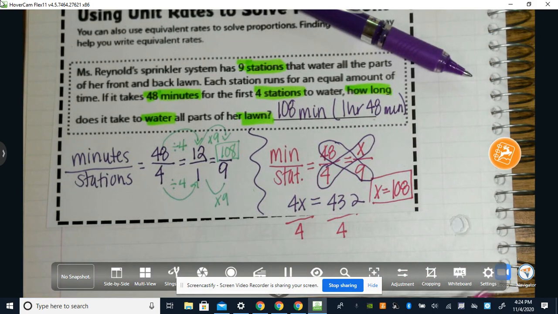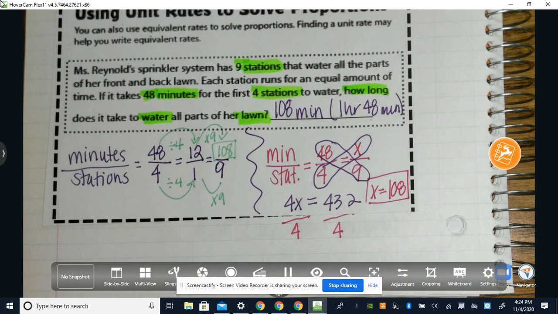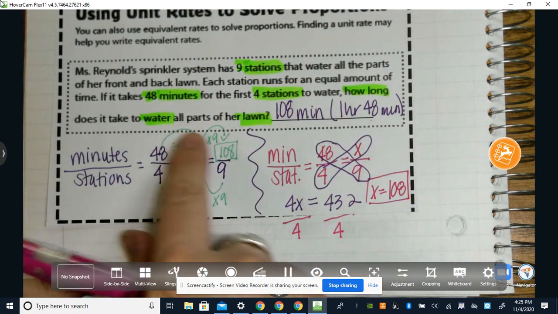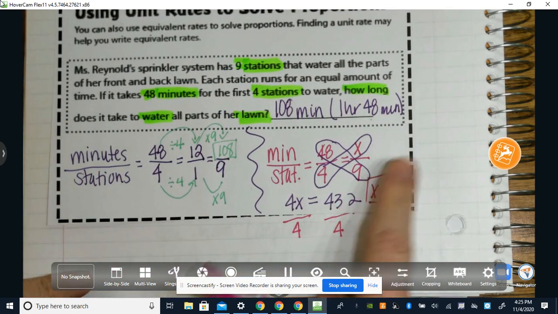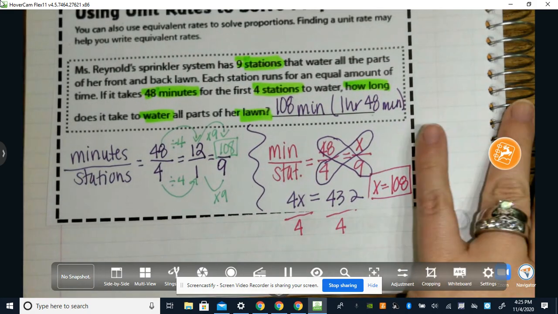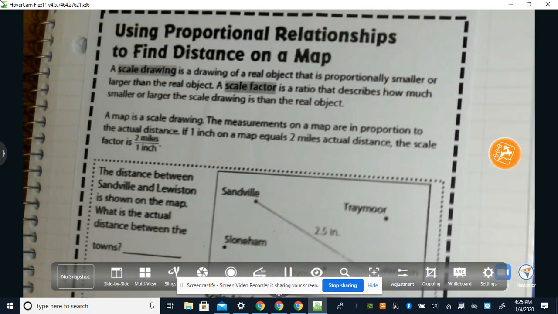Okay. A key thing when you're setting up proportions and figuring out if it's equivalent: if you're given 3 pieces of information and you need to find the missing part, this is a key thing to look at. If you're given 3 parts of information and you're missing a part, you can set it up and still find your answer that way. Okay, so let's turn our page over.